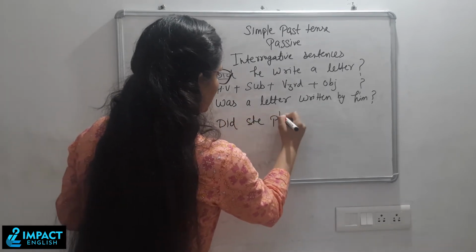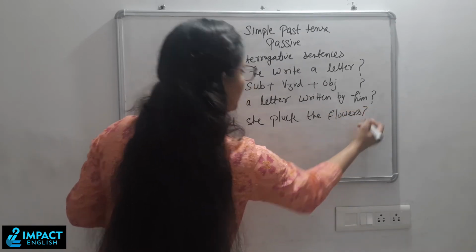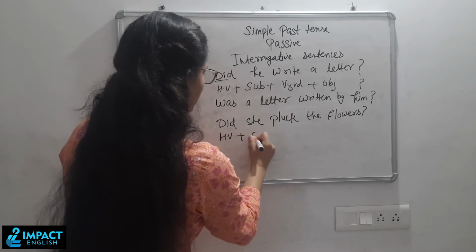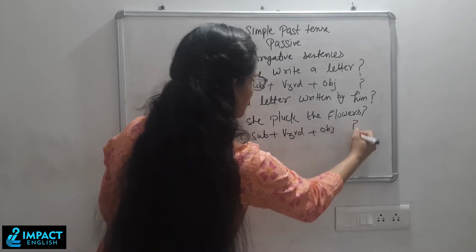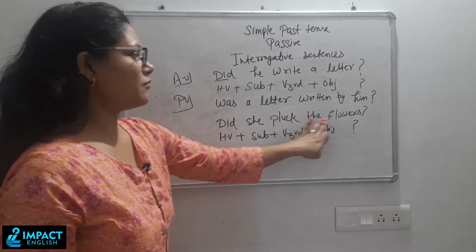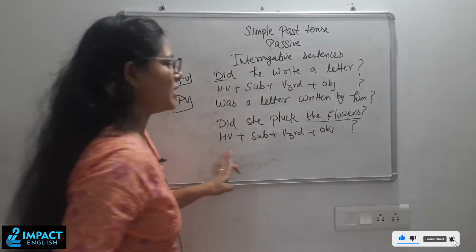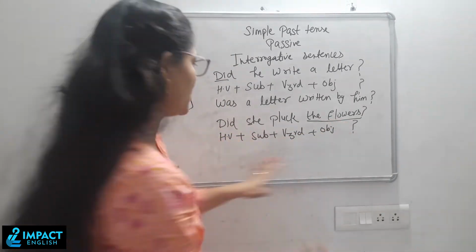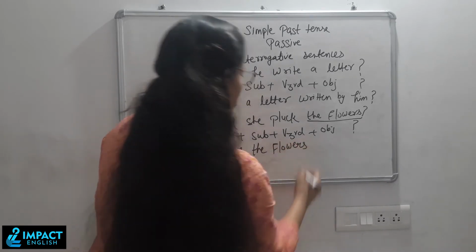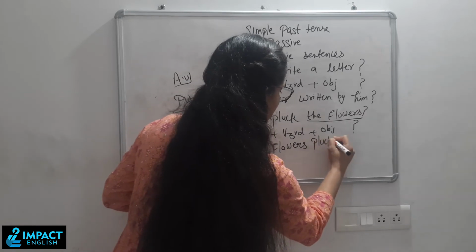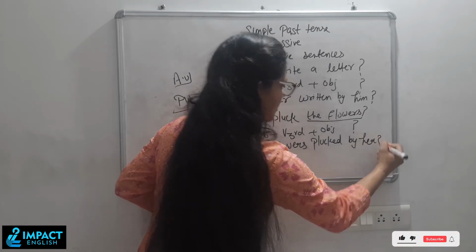Another example we will take. Did she pluck the flowers? How to change? Helping verb, then subject, after that third form of the verb, then object, and after that question mark. Now see here, did she pluck the flowers? Here this helping verb will be according to this object. Now see here, flowers are given, means a plural thing is given. So here we will write were, then subject, were the flowers, then third form will be plucked by, and she will be changed into her.